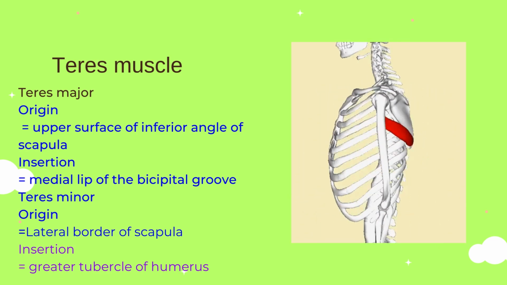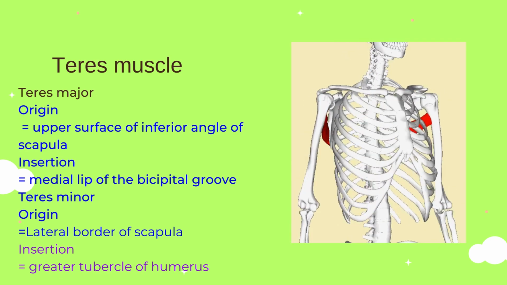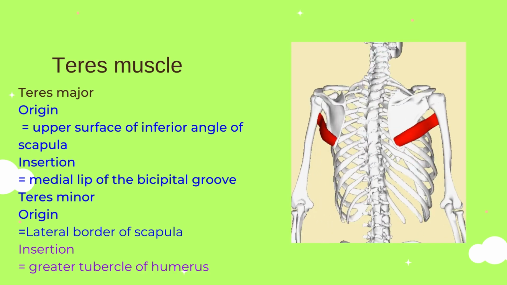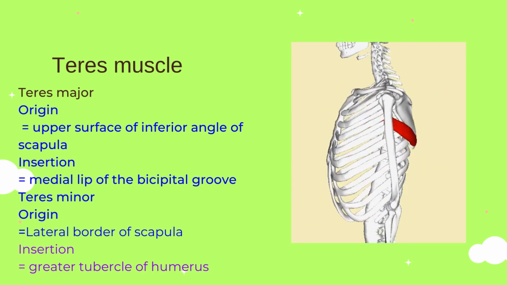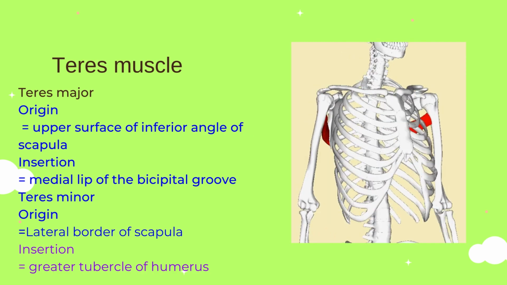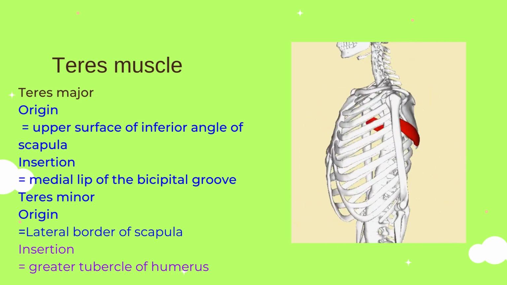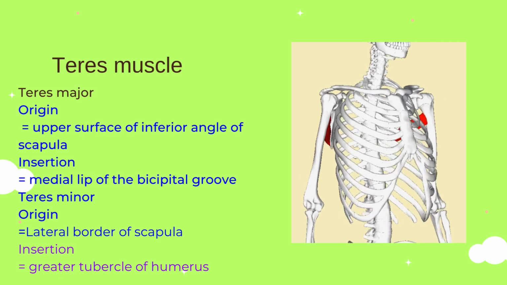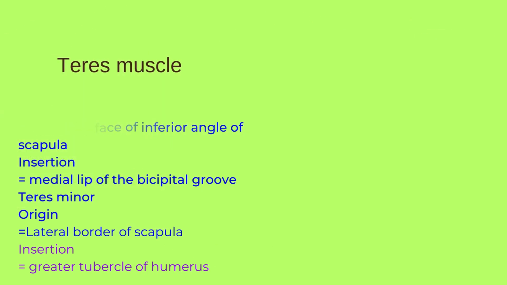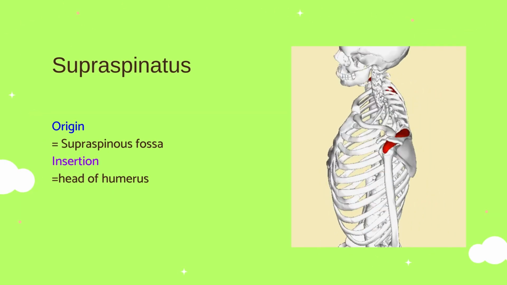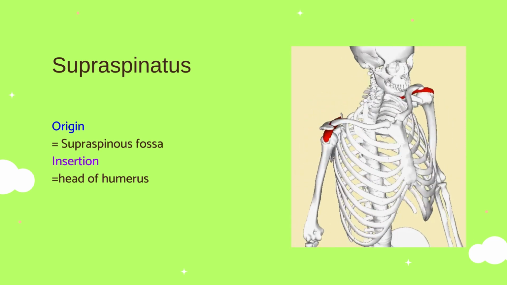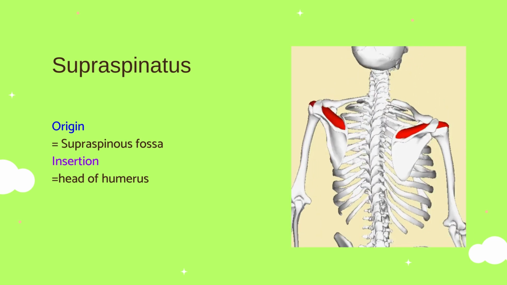The teres major muscle contributes to several movements of the shoulder joint, including shoulder extension, medial rotation, and adduction. It is particularly involved in actions like pulling the arm down from an overhead position or pulling the arm back behind the body. The supraspinatus is one of the four muscles that comprise the rotator cuff in the shoulder.